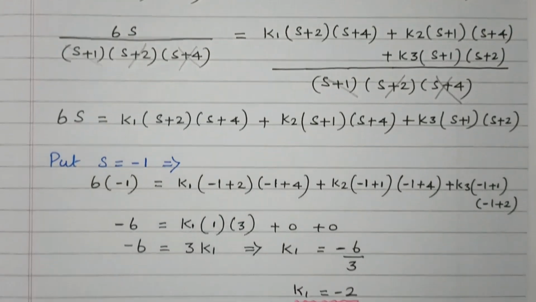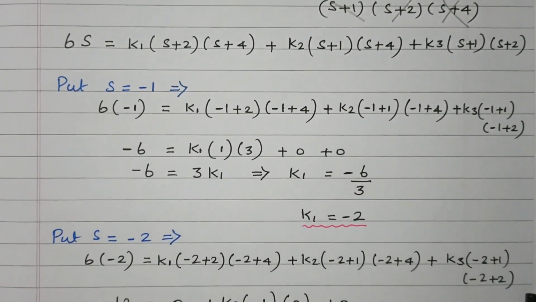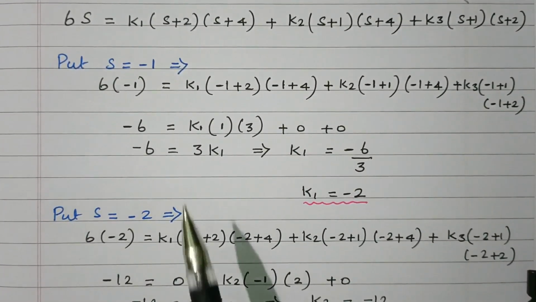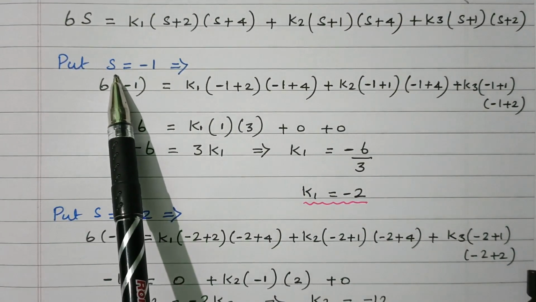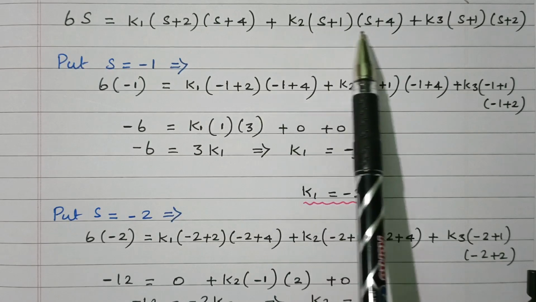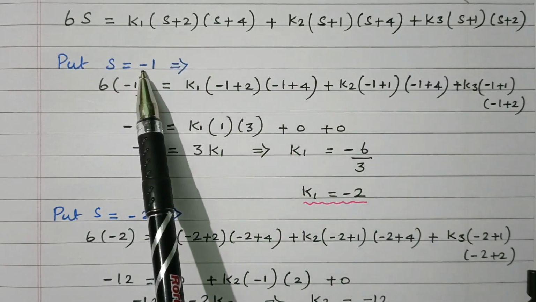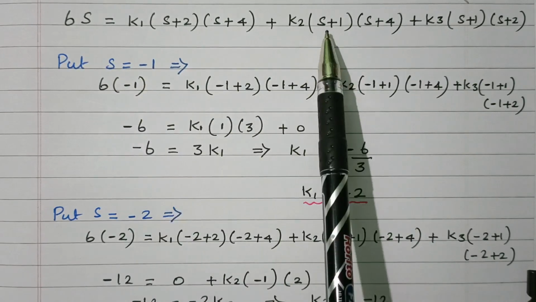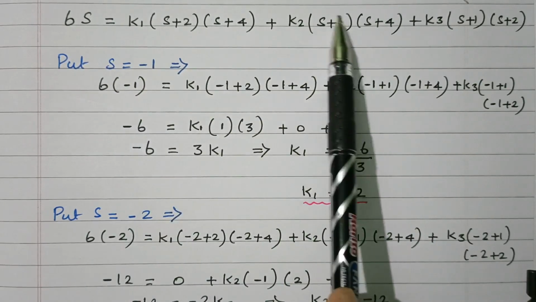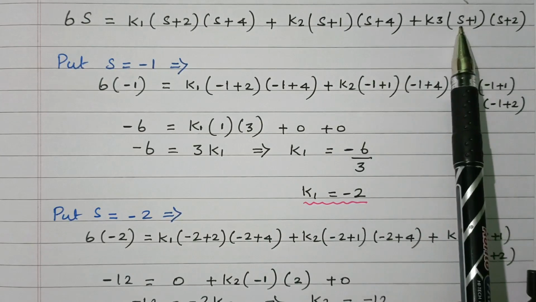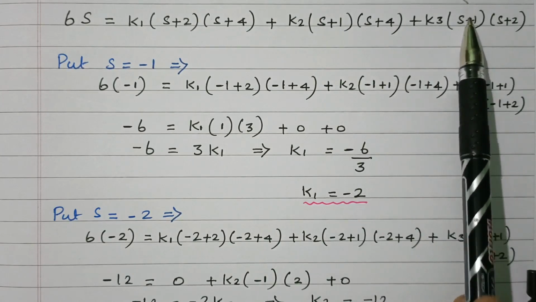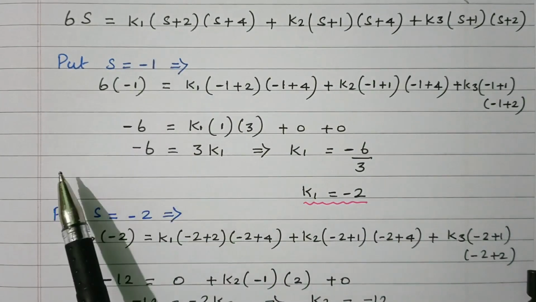That is the next procedure. How to find the value of k1, k2 and k3? We have to substitute the value. Yes, we have to select the value of s such that it will cancel the 2 terms. Here 3 terms are available. If we substitute s equal to minus 1, what happened? This minus 1 plus 1, 0. This term total is 0. Here also minus 1 plus 1, so total is 0. We can easily calculate k1.